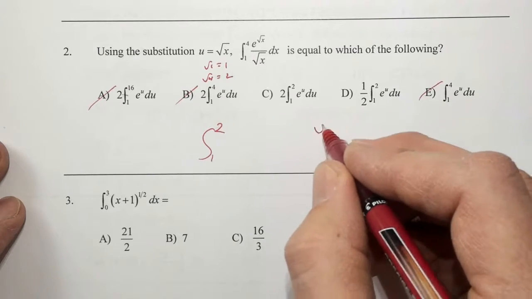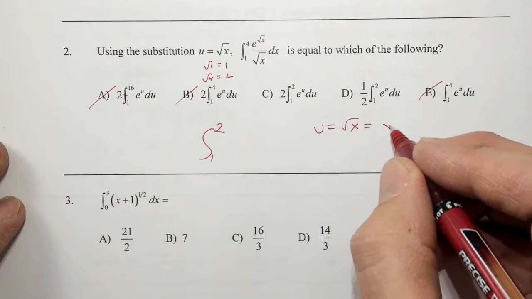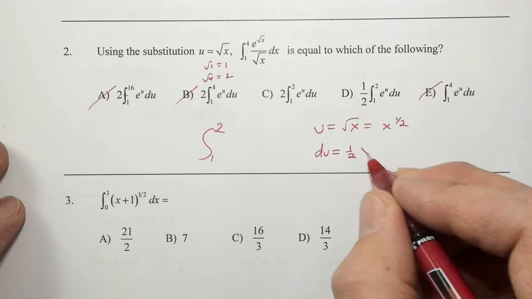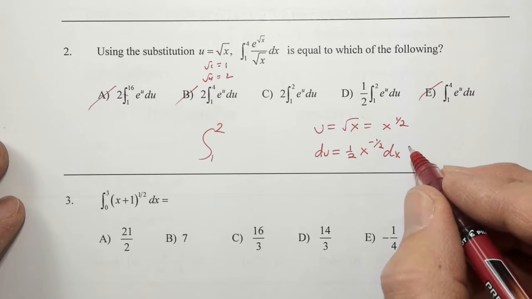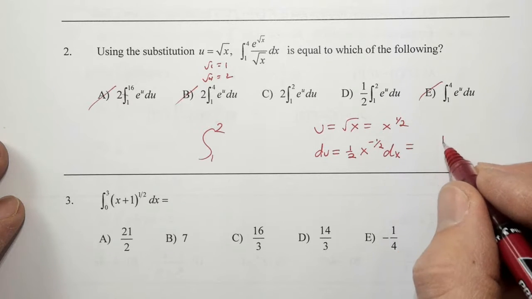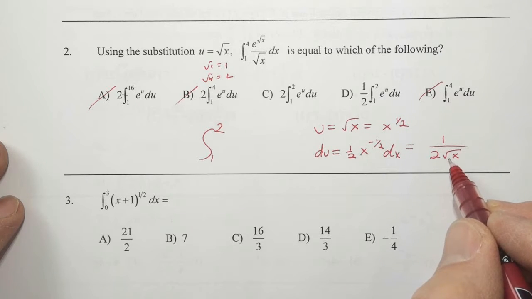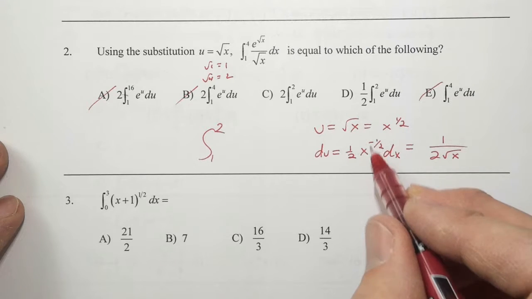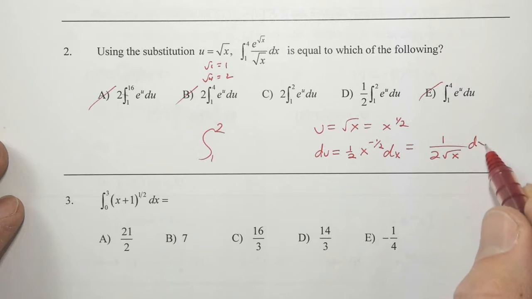So if we make u equal to the square root of x as we're directed to do, which is the same thing as x to the 1/2 power, well, du is the derivative of x to the 1/2, which is 1/2 x to the negative 1/2 dx. And that is the same thing as 1 over 2 times the square root of x. Why the square root of x in the denominator? Because our exponent is negative, so we move it down into the denominator, and then the 1/2 in our exponent is the same thing as the square root. So we have 1 over 2 square root of x dx.